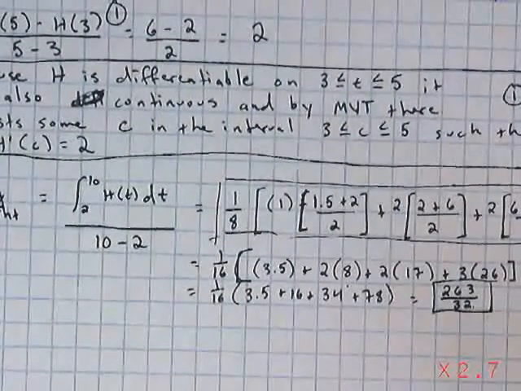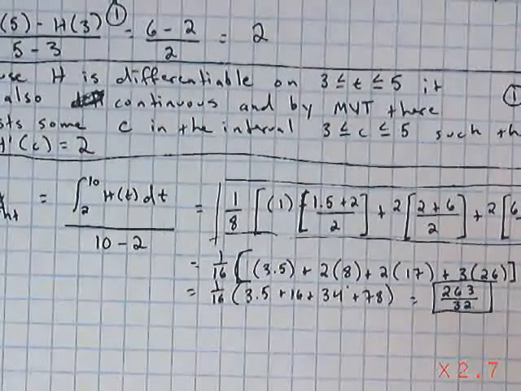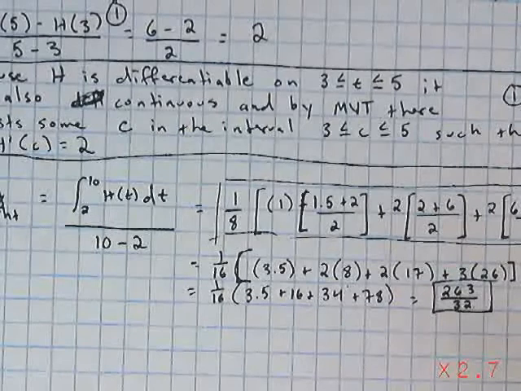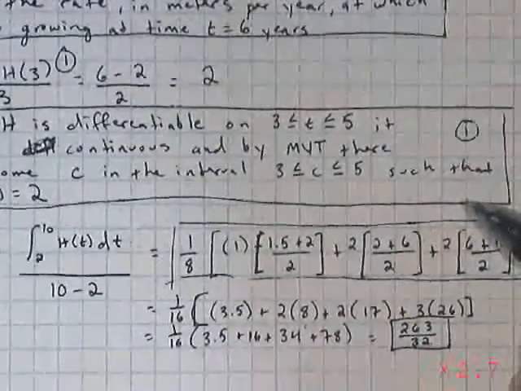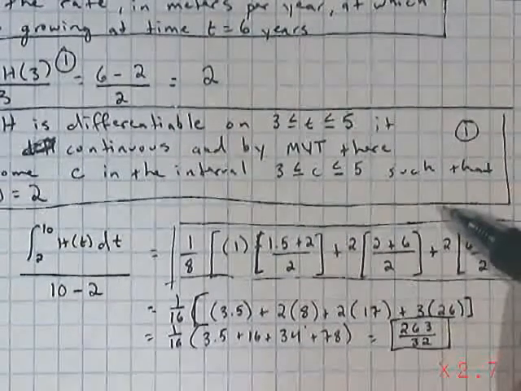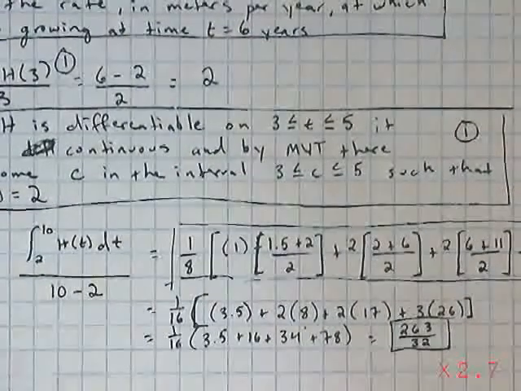Points wise, you get a point for setting up the trapezoidal sum, and a point for the appropriate approximation.